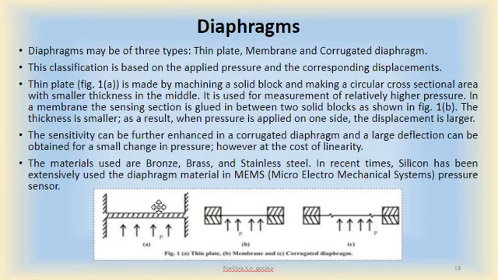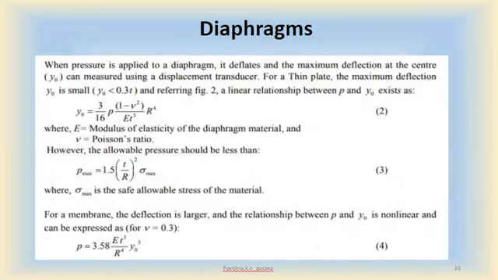The materials that we usually use for making this diaphragm are bronze, brass, and stainless steel. Nowadays, silicon is also used as a diaphragm material in micro-electro-mechanical systems. Okay, so that is about diaphragms.